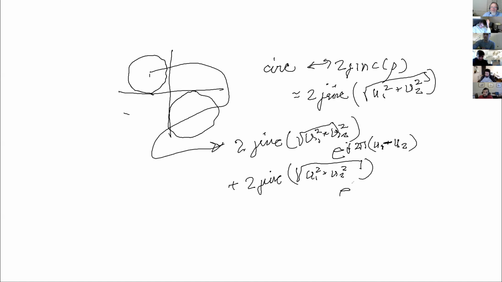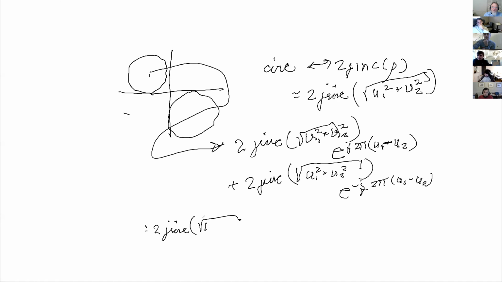The other one gives e to the minus j 2 pi u1 minus u2. Do we agree with that? I think that probably jives with what you had too. Is that right, Justin? Yeah, I think so. Okay, and so this becomes 2 times the jink.